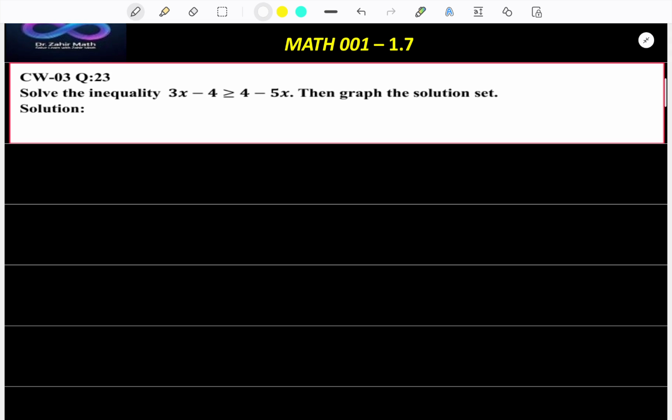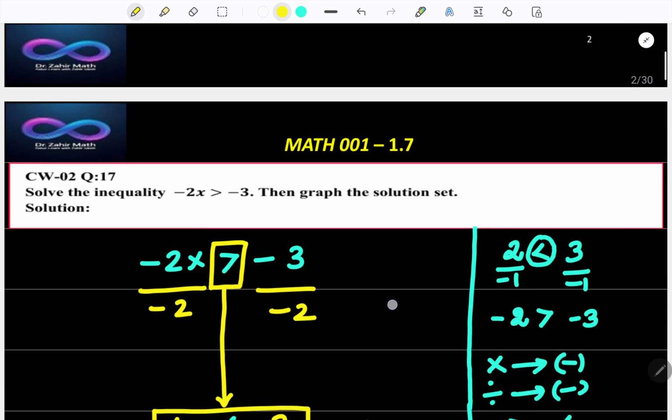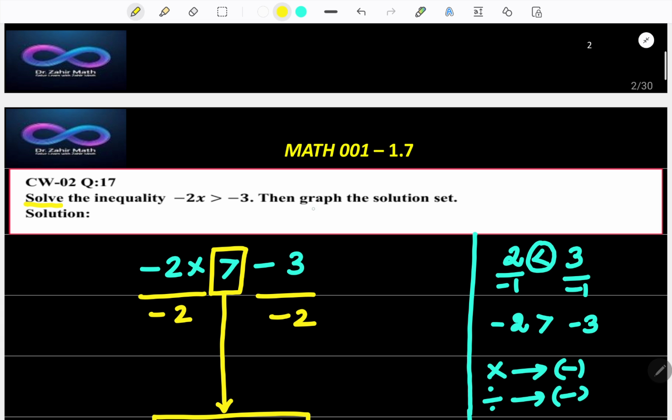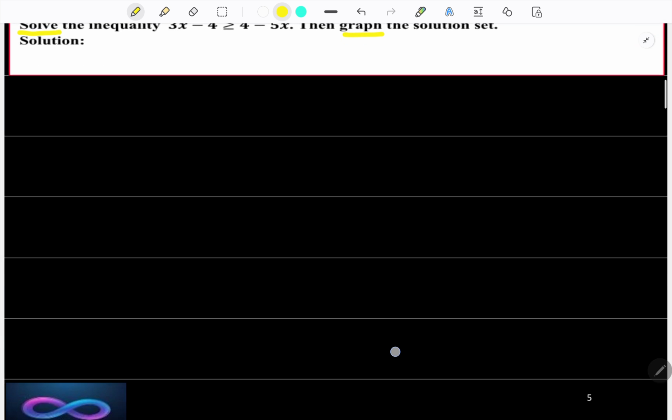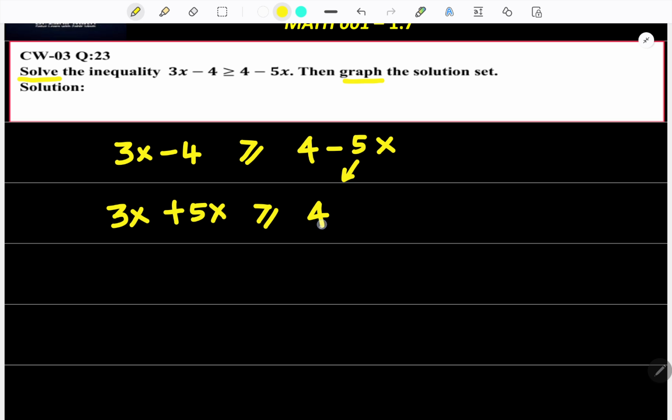Solve the inequality 3x minus 4 more than or equal to 4 minus 5x. Solve and graph. Did I underline the words in the previous question? Yes, solve and graph. Right, what's the question? 3x minus 4 more than or equal to 4 minus 5x. Bring all the x to one side and the numbers to the other side. So 3x, this 5x I bring here. It will become 5x more than or equal to 4.